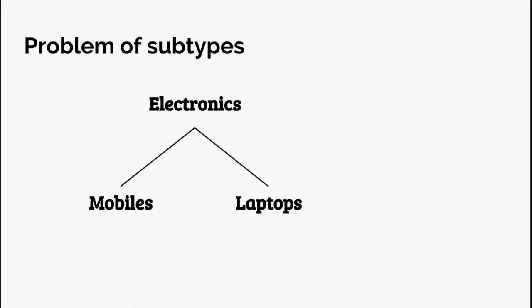Now the second mismatch, the problem of subtypes. Continuing with our e-commerce example, suppose now our application sells mobiles and laptops as well. So on the Java side, we make an Electronics class, then we can derive Mobile and Laptop classes from this Electronics class. So in short, there is a concept of inheritance in Java. Along with inheritance, there is a concept of polymorphism as well. But on the RDBMS side, we don't have such concepts. We can't reflect inheritance or polymorphism directly in RDBMS. That's the problem of subtypes.